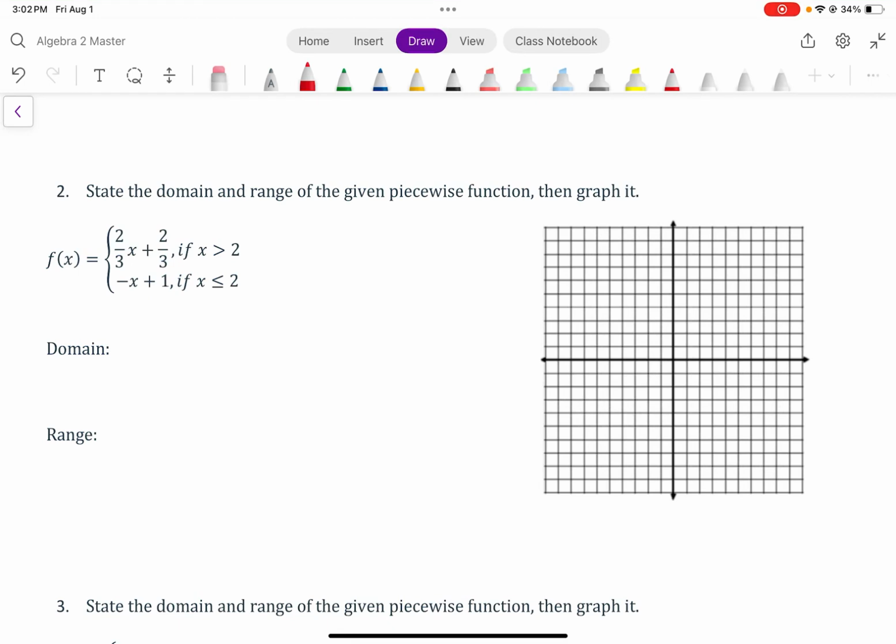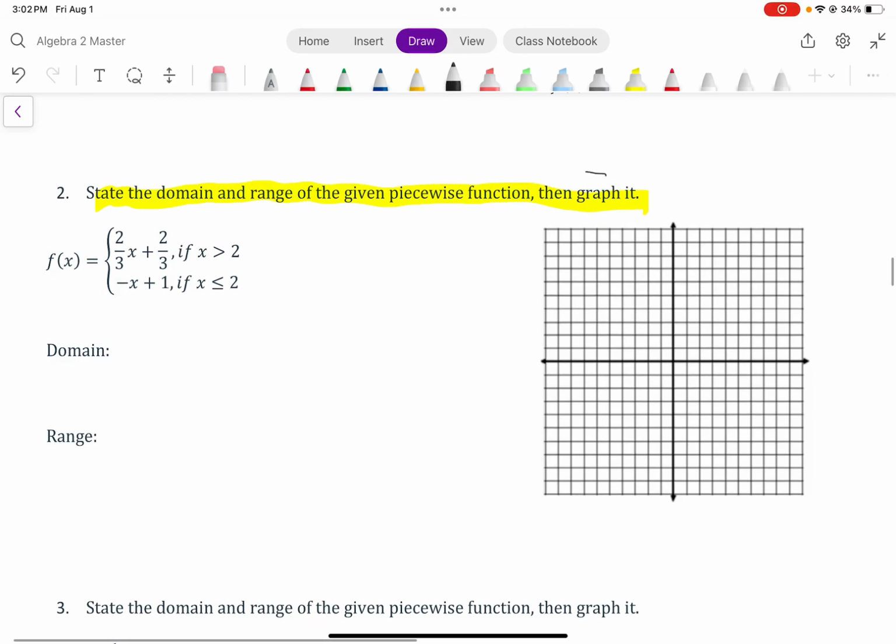In this question, we are going to have to state the domain and range of a given piecewise function and then graph it. It's phrased this way in this order, but for the most part, when you're getting started, it's going to be easier if you graph it first, then state the domain and range. Because finding the domain and range is a little bit easier to see from a graph than it is from a function until you've got a lot of practice with it. So I'm going to start by graphing.